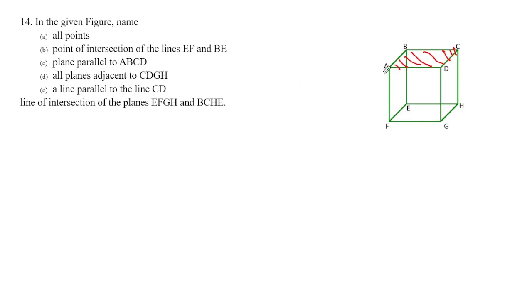Now what is a plane parallel to A, B, C, D? To make it simple, I will highlight this in blue. Well, the answer is this plane over here. Okay, this is parallel, right? It is parallel.